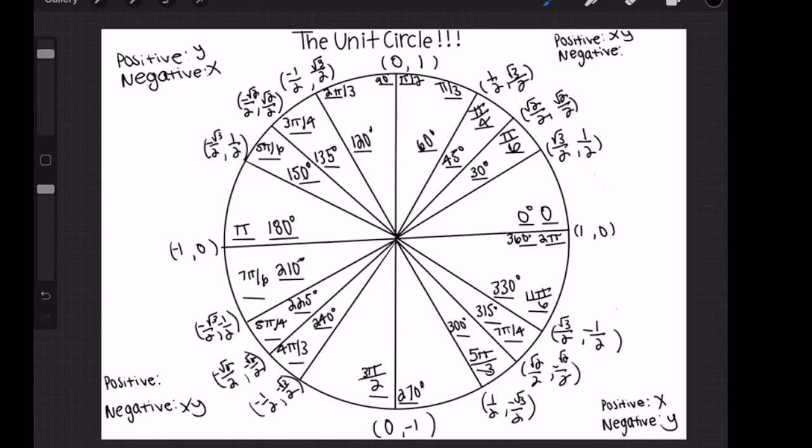I hope this helped, and it does become a lot easier to memorize it once you've kind of learned what these numbers actually mean. So it may be hard at first, but it does get better.